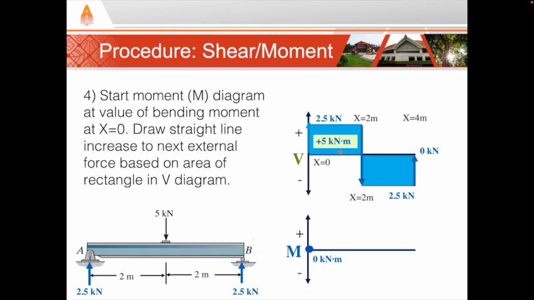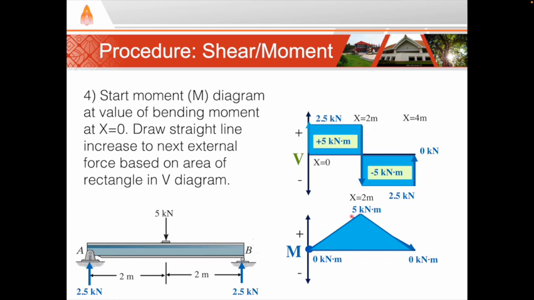Then add or subtract that amount to the moment diagram, depending on if the shear is positive or negative. The area is positive 5 kilonewton meters, so our moment diagram goes up from 0 to 5. And then repeat for the next section and continue until the end. So in this example, the second segment has an area of negative 5 kilonewton meters, so we move from positive 5 back down to 0. So our moment diagram looks like a triangle.